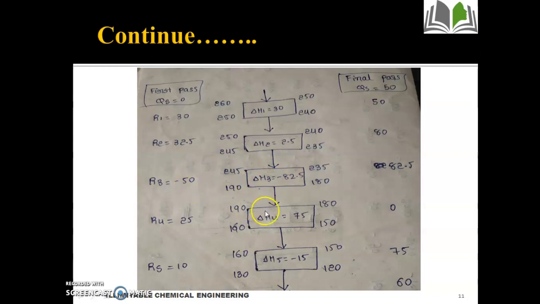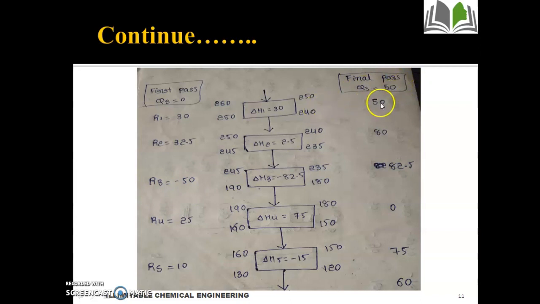Minus 50 plus 75 will give you 25. 25 plus minus 15 will give you 10. And after that, whichever is the highest minus number that we have, we can include as the final pass. So here minus 50 is the highest minus number, so we'll consider 50 as the final QS for steam utility, which is 50 kilowatt.